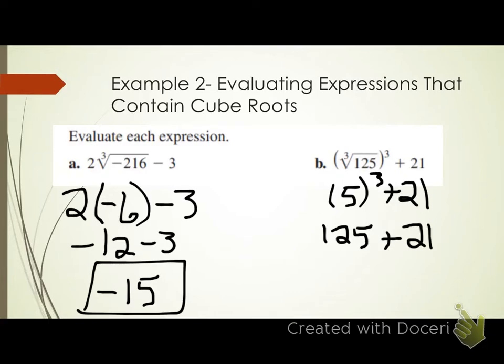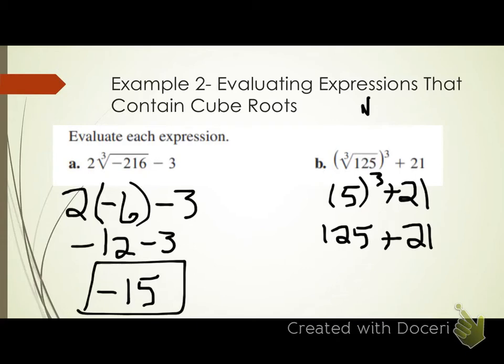Does everyone see what happened there? Someone tell me what happened. We just got the number under the cube root back, right? Did my cube root and my cubed go away? They did, right? So that's going to happen anytime you cube a cube root. The cube and the cube root are just going to cancel each other out, so I'm going to be left with that number underneath the radical.